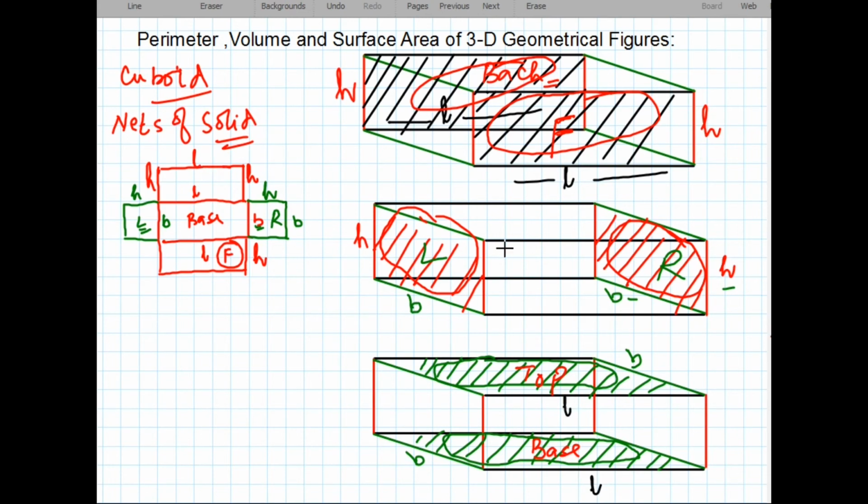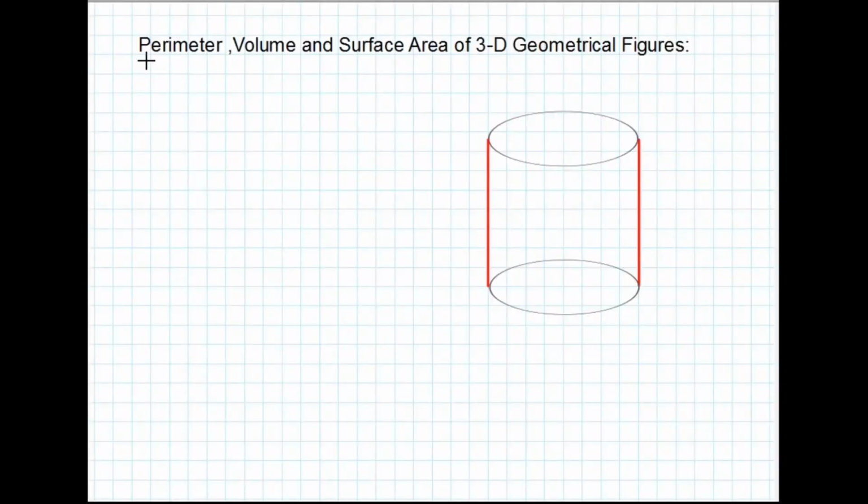The last rectangle is the top of cuboid under the front side of cuboid, keeping their length is equal to L and breadth is equal to B, coincide with each other, so it is the nets of solid of cuboid. We are discussing about perimeter, volume and surface area of 3D geometrical figures. Our next figure is cylinder.